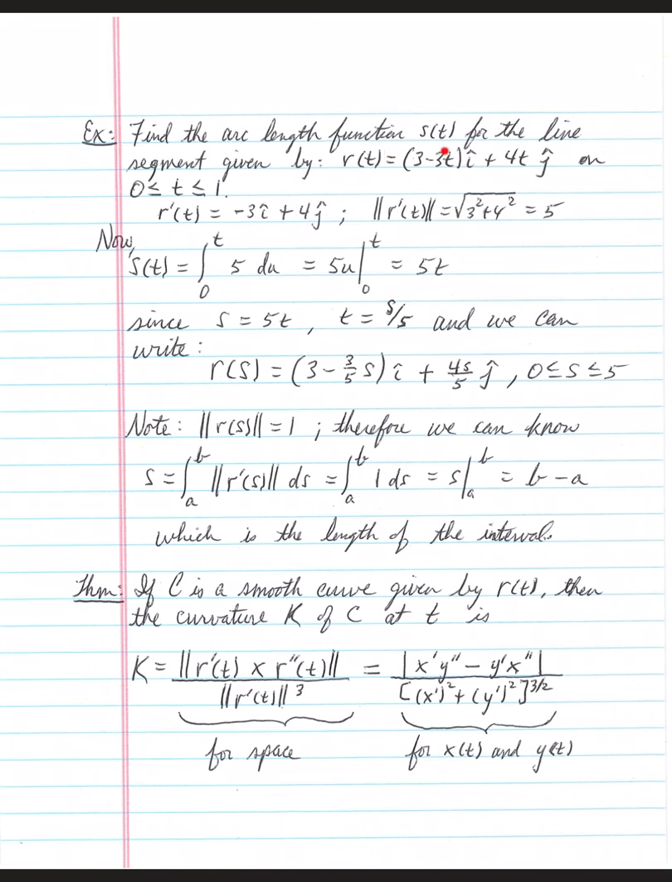For the i component, it's negative 3. For the j component, it's 4. That's your velocity. Now the speed is the magnitude of that. So you have the square root of negative 3 squared plus 4 squared, which is 5 when it's all said and done. s of t equals, 0 is our starting number in the interval, so we're going to integrate from 0 to t of our magnitude or speed. If you want to look at it that way, it's fine.